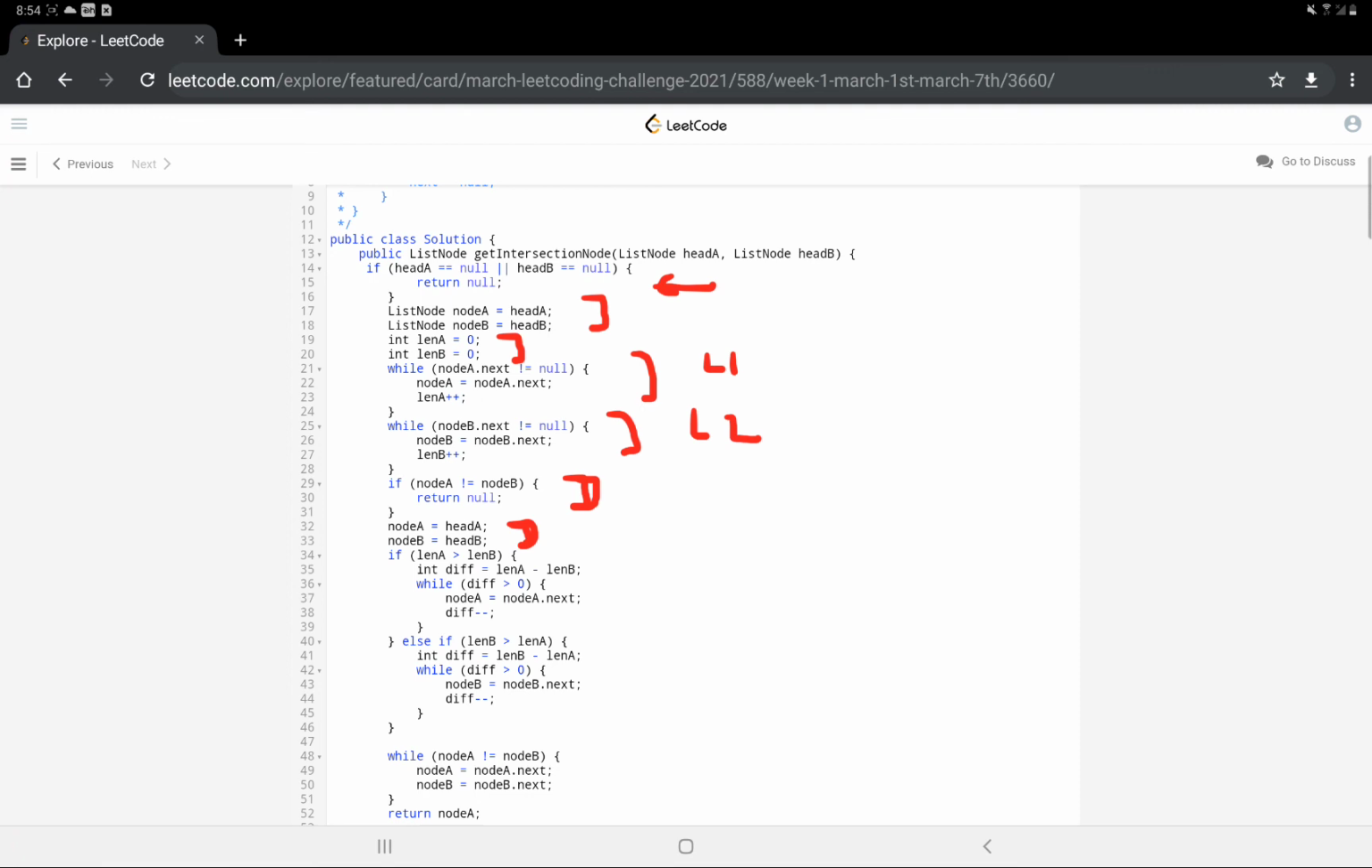Now if L1 is bigger than L2, we calculate the difference and move the greater linked list, that is node A here, forward by the difference. I told you that if it's 8 minus 5, that is 3, we move the longer linked list that many units ahead. So we are doing the same thing here. If length A is greater than length B, we do this, and if length B is greater than length A, we do this. We just move the second linked list that many steps forward.